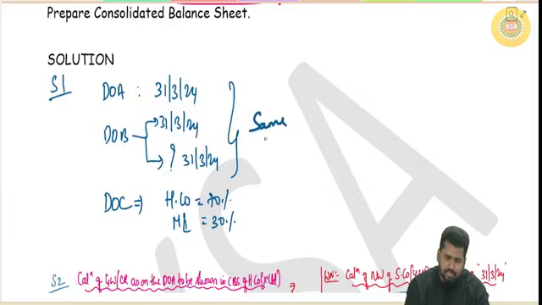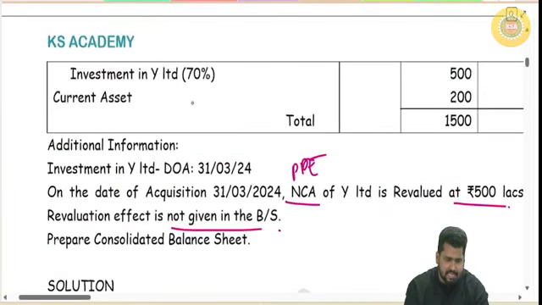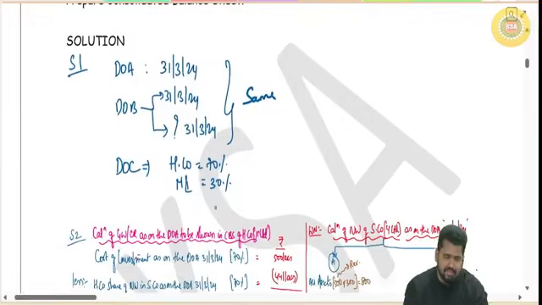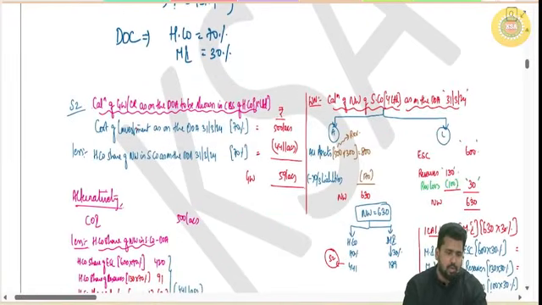Clear? Degree of control. Sir, how much control we are having, sir? 70%. How much are outsiders having? 30% they are having. Clear? So degree of control also I have written. Step number 2. What is step number 2?